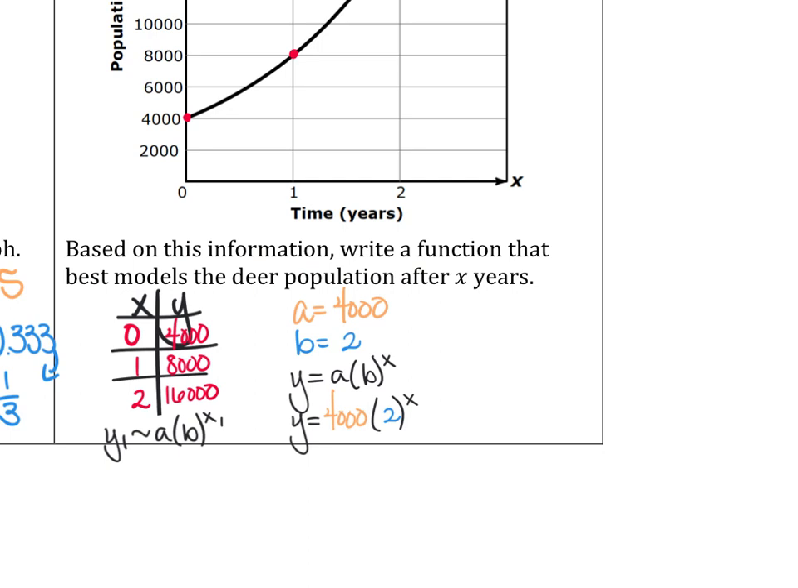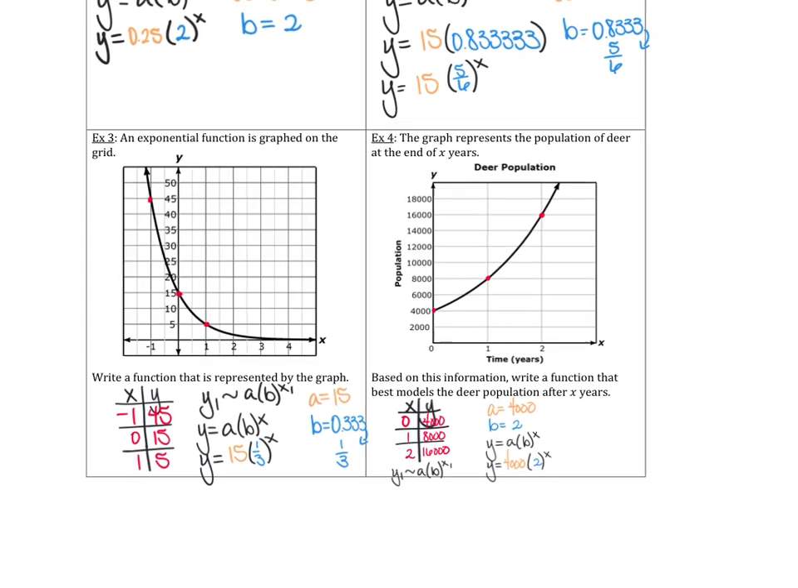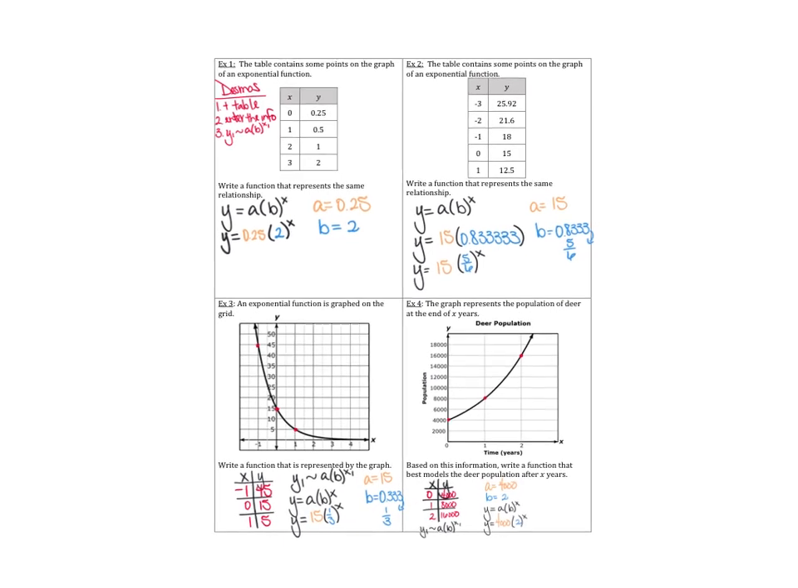All right, this is what you should have gotten. A is equal to 4,000, B is equal to 2, which makes our equation y equals 4,000 times 2 to the x power. If you have any questions about any of the things that you did today, please let me know. I'll be happy to help.